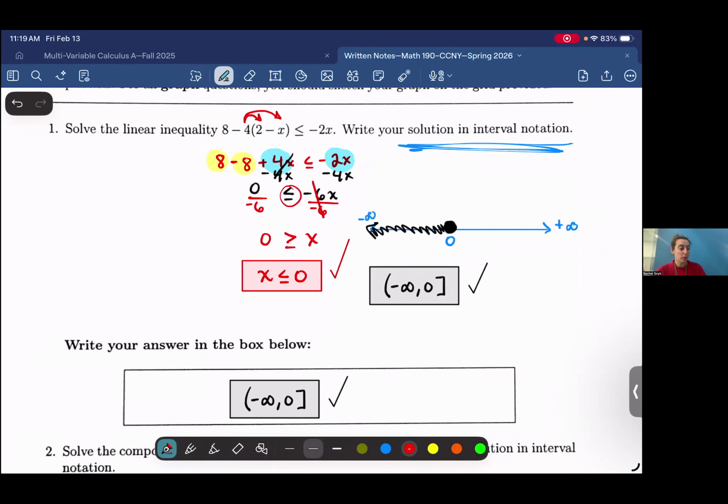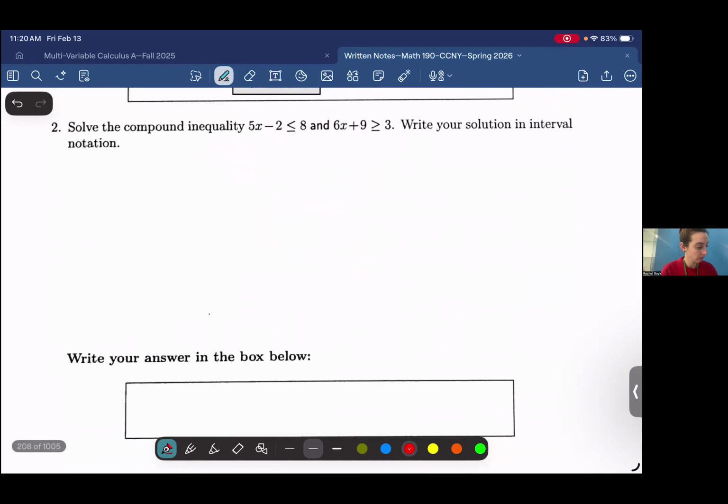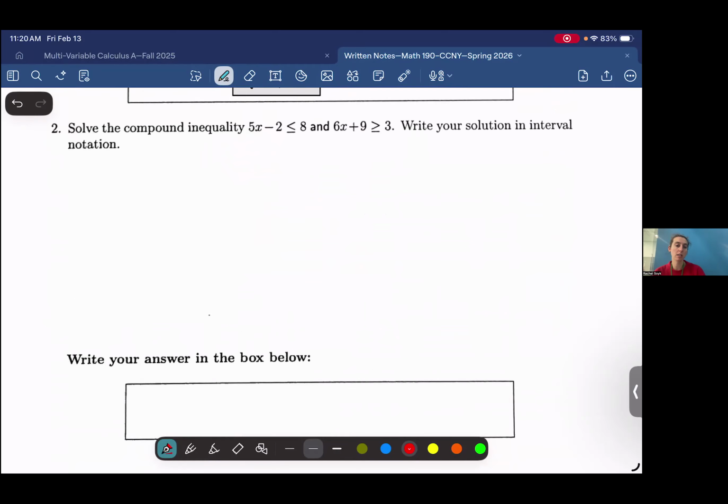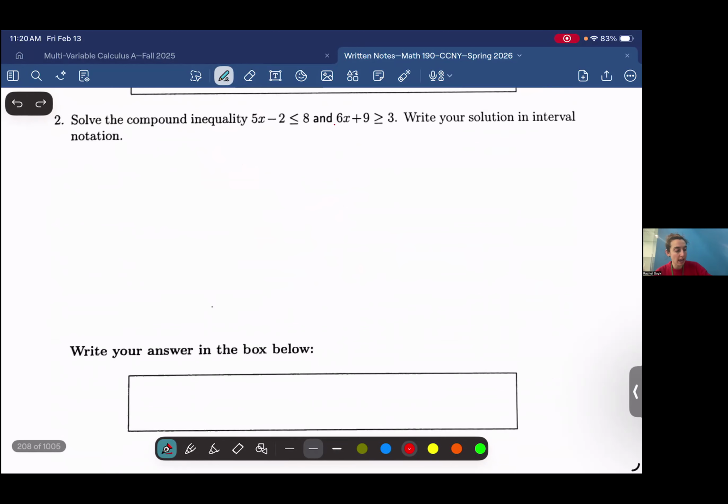Let's go ahead and move on to question 2. Question 2 is asking us to solve the compound inequality. And then once again, write our solution in interval notation. So compound inequality, we have an "and." Anytime you're dealing with an "and," we are dealing with intersection. This upside down U means we want to look at the values shared, the overlap.